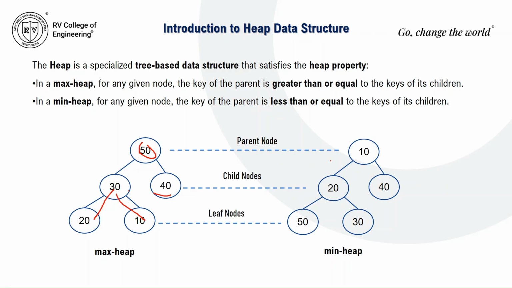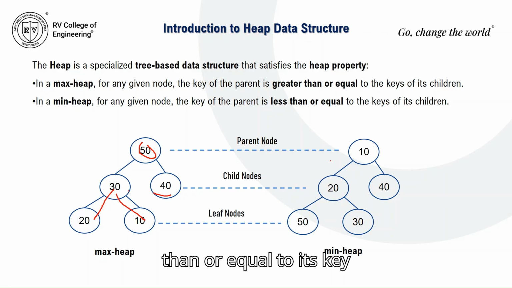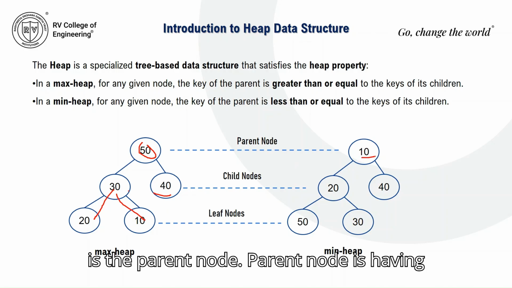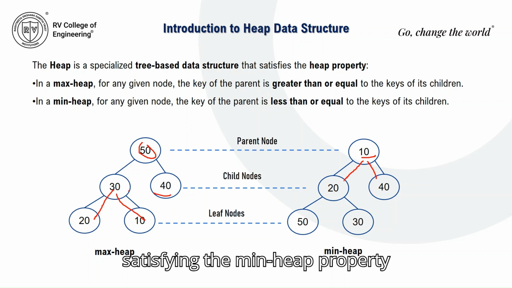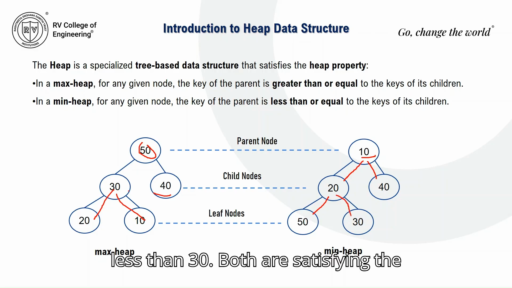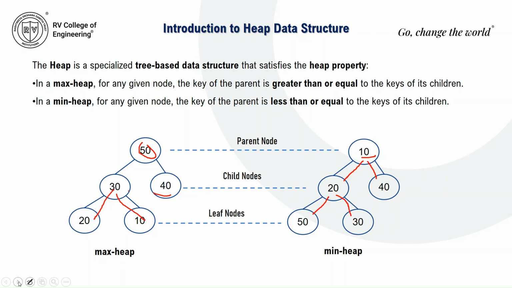At the same time, min heap is nothing but, for a given node, the key of the parent node should be less than or equal to its children's keys. You just take the example. This is the parent node. Parent node is having a lesser value than its child nodes. So this is satisfying the min heap property. And here 20 is less than 50 and 20 is less than 30. Both are satisfying the min heap property. So that is the best and simple example of your max heap and min heap concept.